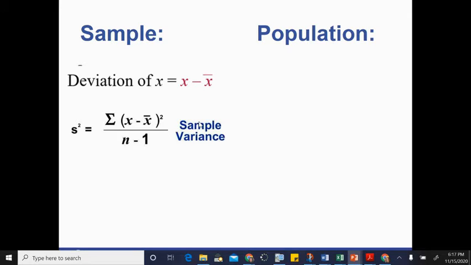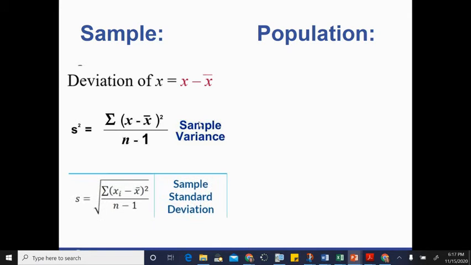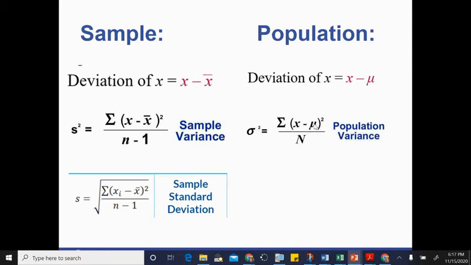And then if you just take the square root of that, then you get the sample standard deviation. Now the population version of all this is similar, except you'll notice instead of x bar, now we've got mu, right? And here, instead of x bar, now we've got mu. And instead of n minus 1, so 1 less than the sample size, here we just want the actual population size.